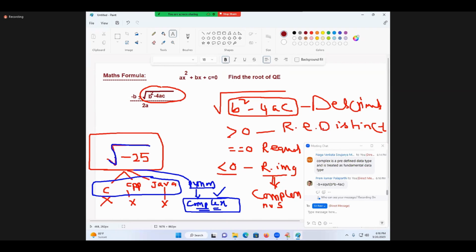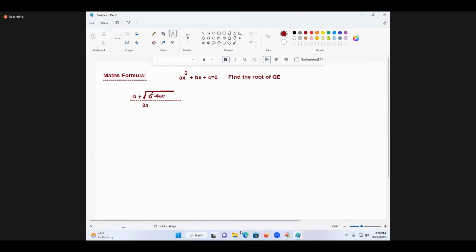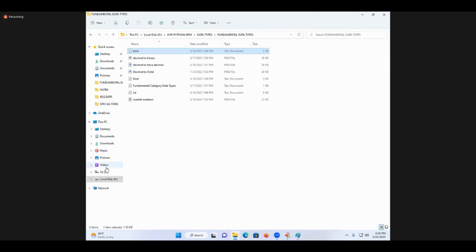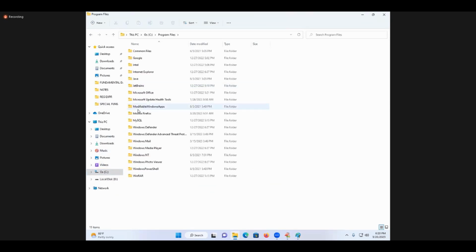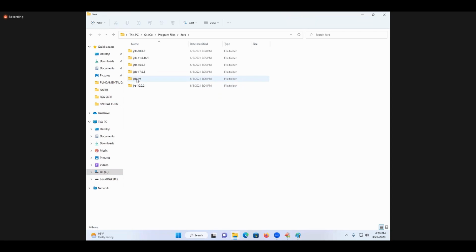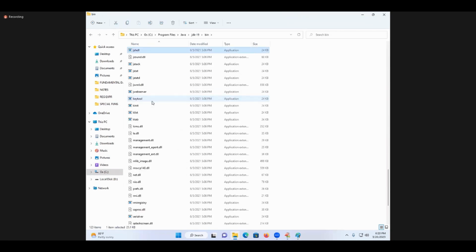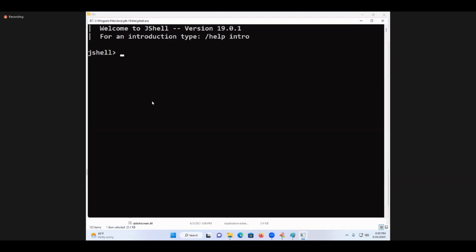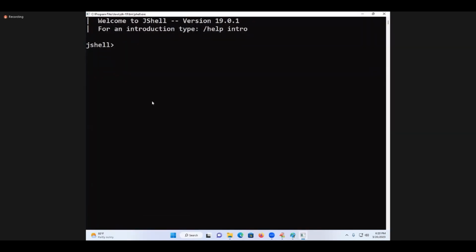Come on. Yes. If you go for a minute, I will show you. Go to Program Files, take Java, go to Java 19, go to bin, and I'll show you JShell. Math is a class in Java. In that there is a function sqrt of 25. You'll get the answer called what? 5.0. Square root of 25 is 5.0.